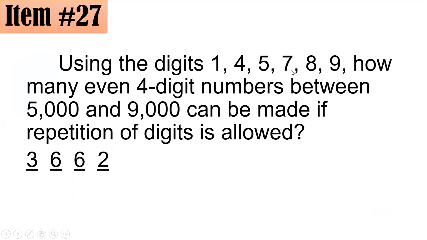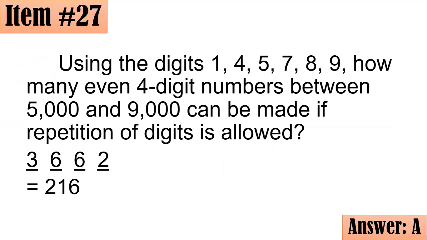And since we have 6 digits here, and they could be used in the middle, that's why we have 6 for the hundreds and 6 possibilities for the tens place. The number has to be even. Hence, it should end with either 4 or 8 in this case. That's why we have 2 here. And by the fundamental counting principle, we multiply 3, 6, 6, and 2, and that gives us 216. And that is letter A. I hope you got letter A as well.